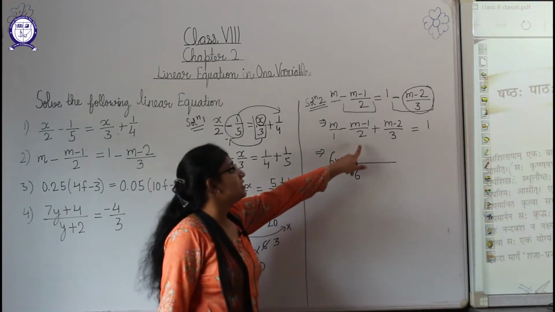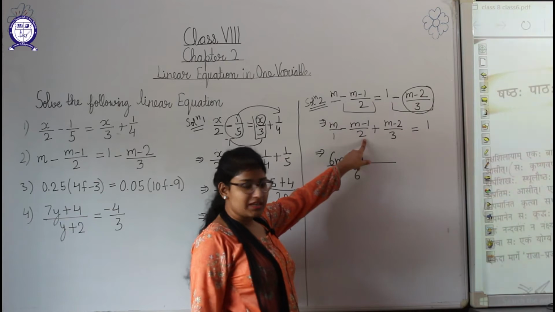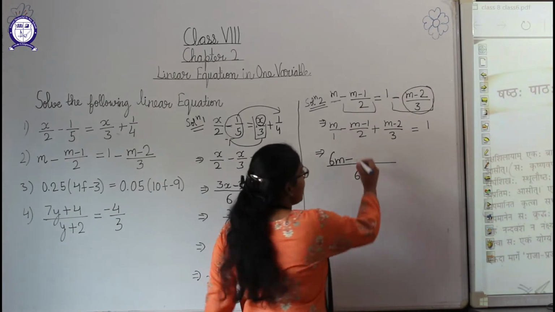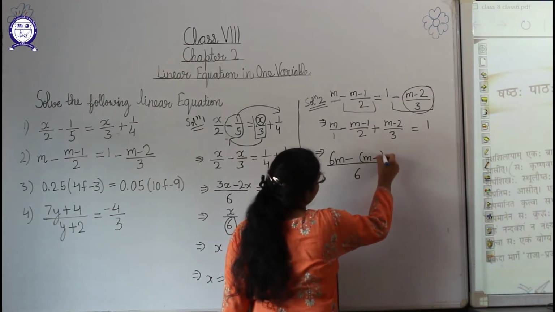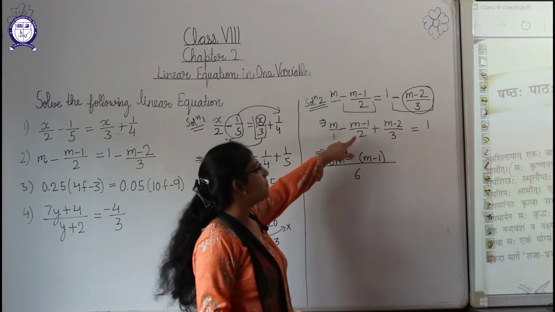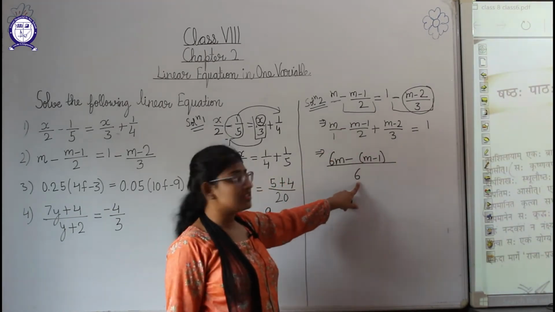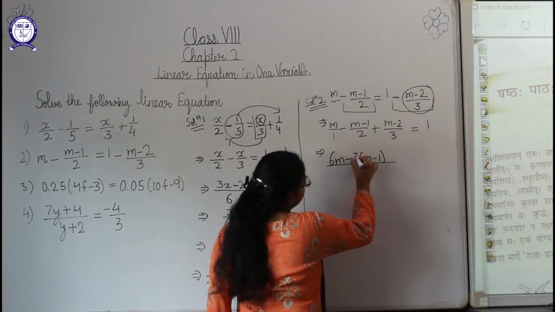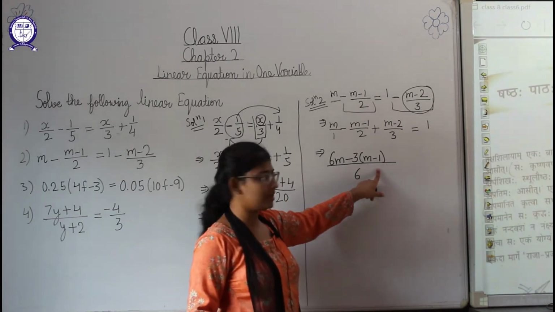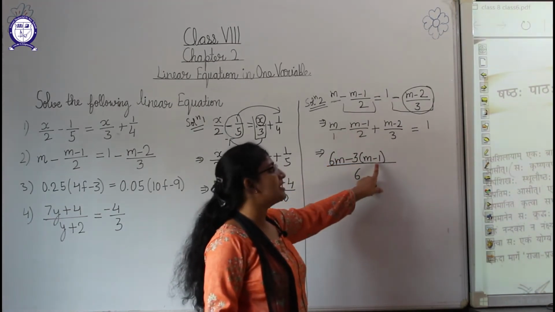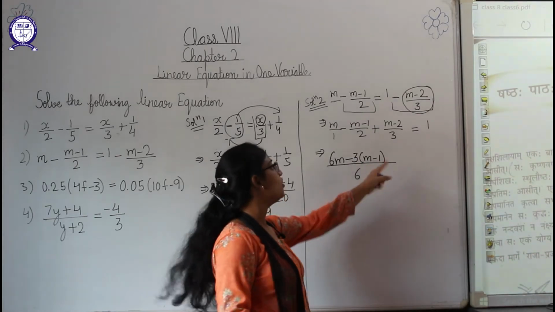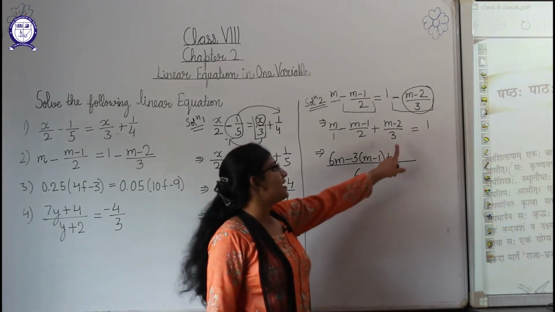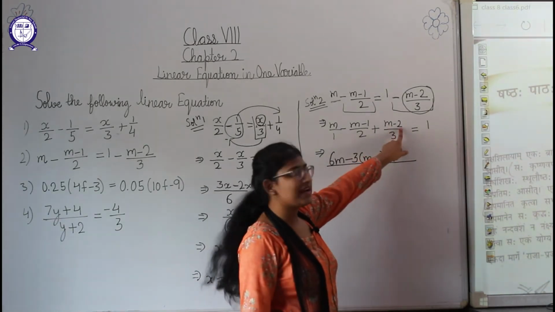Now students, in these, 6 divided by 2 will be 3, and 3 will be multiplied with these two, because these two are in the numerator, means m minus 1 is in the numerator. As we multiply the answer of that division, 6 divided by 2 is 3, so we will multiply 3 with m minus 1, and as both of them will be multiplied, I have put them in bracket. Now plus sign is here, so plus sign. Now 6 divided by 3 will be 2, and 2 will be multiplied with these two.